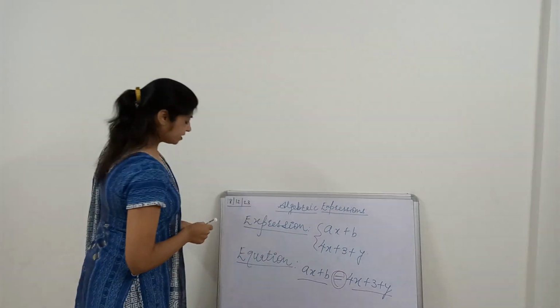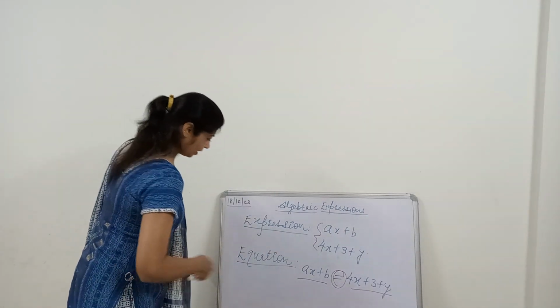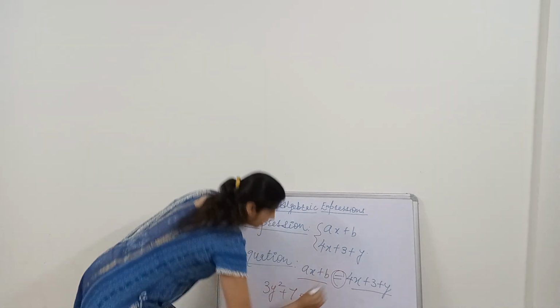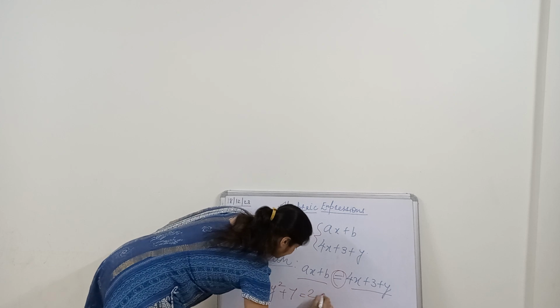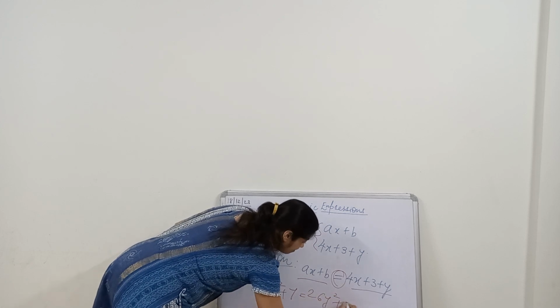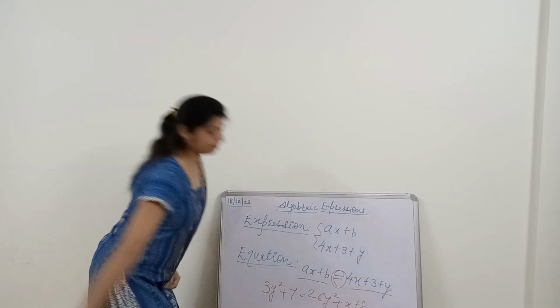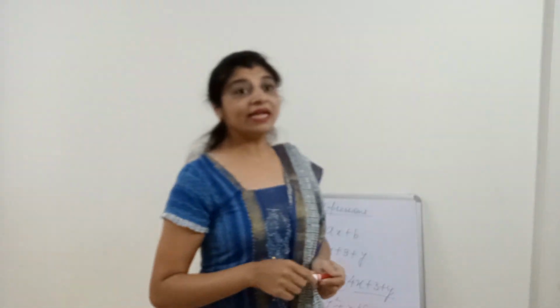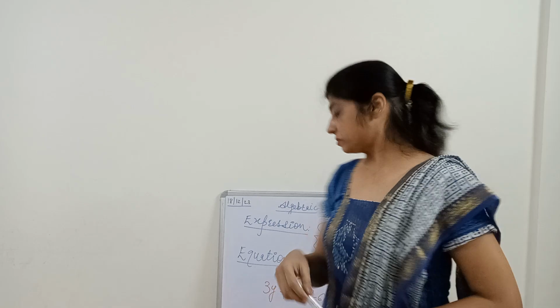Or another I can write is 3y squared plus 7 equals to 26y squared plus x plus 8. So this is the difference between an expression and an equation.